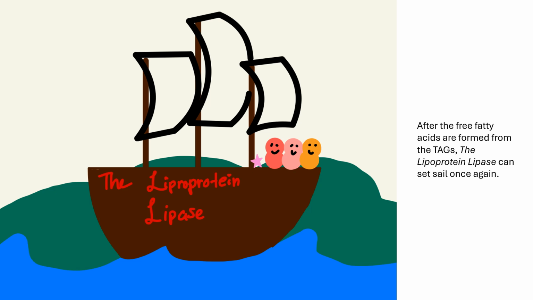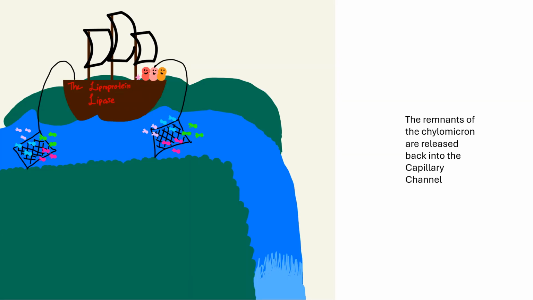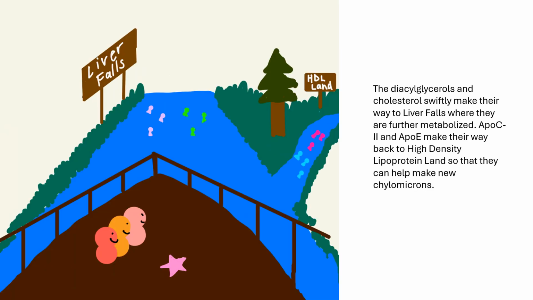After the free fatty acids are formed from the TAGs, the lipoprotein lipase can set sail once again. The remnants of the chylomicron are released back into the capillary channel. The diacylglycerols and cholesterol swiftly make their way to liver falls, where they are further metabolized. ApoC2 and ApoE make their way back to high-density lipoprotein land so that they can help make new chylomicrons.